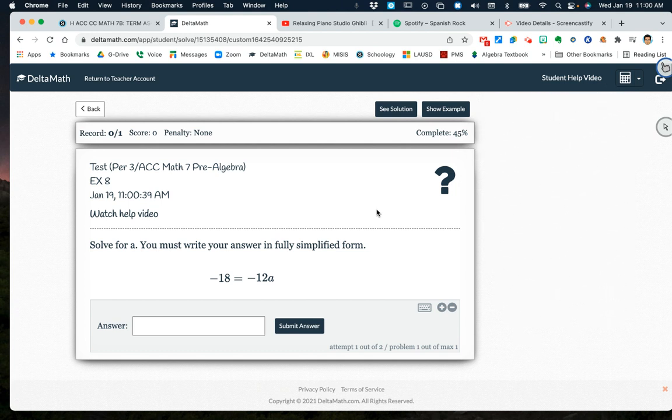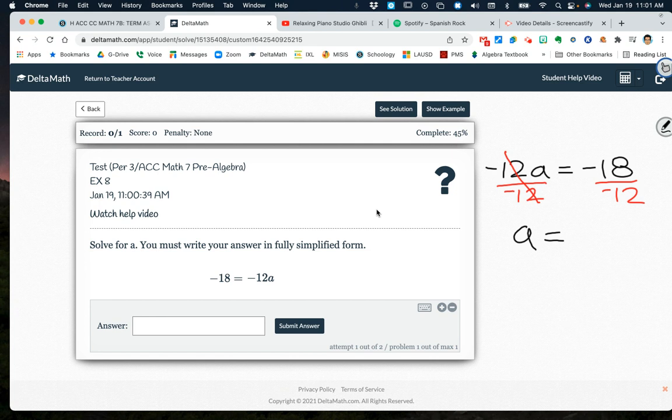All right. So, negative 18 equals negative 12a. Let's all write this down. Let's all do this one. What's another way of writing this? Yeah, just turn it around. I like to work with it this way. Now we have to divide. I'm going to divide by my coefficient, which is negative 12. There it is. This will cancel. I'm left with just a on the left side of the equation.